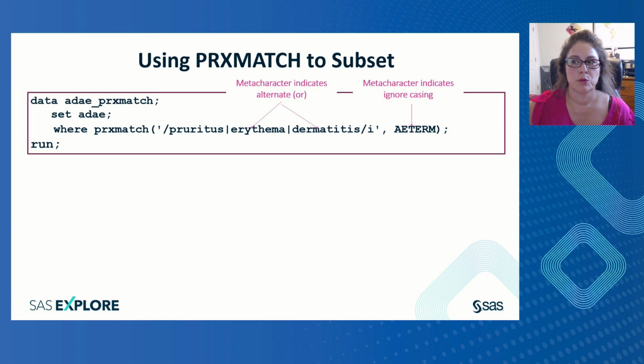The I indicates we want to ignore the casing, so we don't care whether it's all uppercase, lowercase, or proper case. From the start of the forward slash to the second forward slash before the I is the search expression. So we'll have this forward slash with our various search strings. If we have multiple search strings, then we're going to use that vertical bar to indicate the or, and then we're going to close that slash, and then we add the I in there for ignoring the casing.